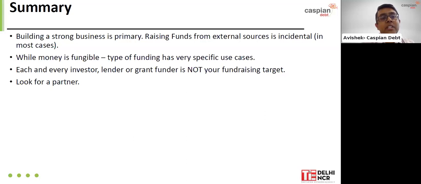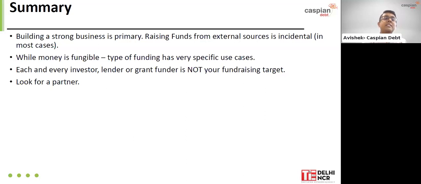The second aspect is, while money is fungible, whether it is equity, debt, or grant, everything has a specific use case. So link the use case or the type of use of the money to the type of funding that you get. Like I said, use equity for long-term uncertain cash flow situations, use debt for more certain near-term cash flow situations.